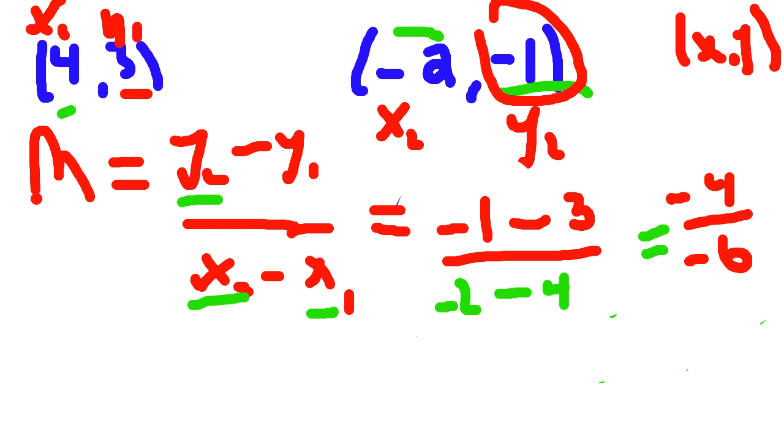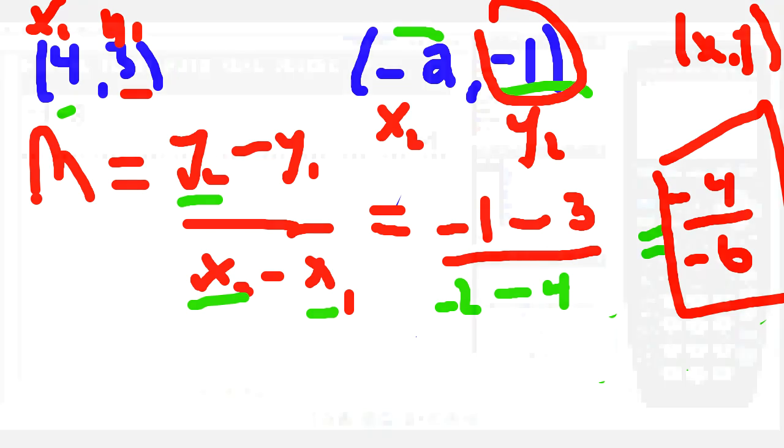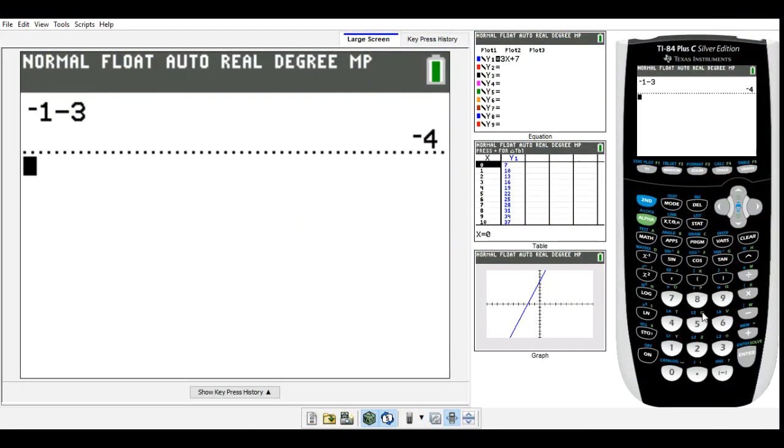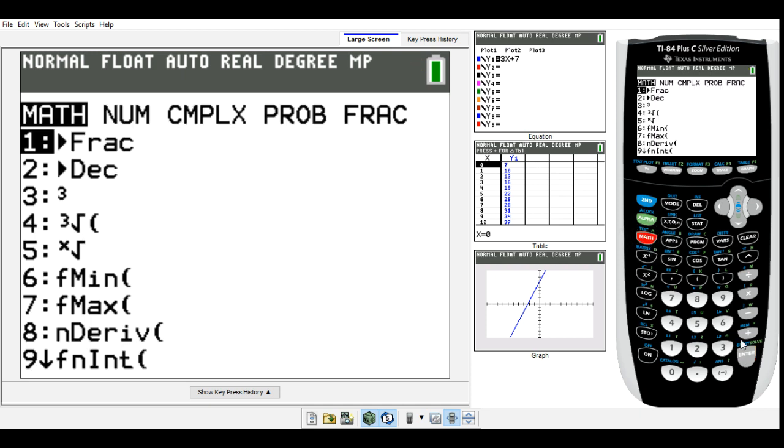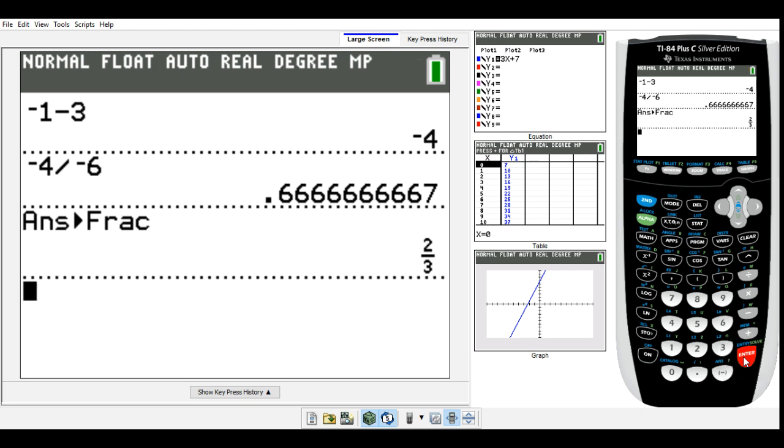So now, your answer is -4 divided by -6. That's your answer. However, go to your calculator and simplify it. You know a negative divided by a negative is a positive. So -4 divided by -6, you hit enter and you get this. Now remember, to change a decimal to a fraction, you hit math, enter, and you get 2/3. So there you go, your answer is 2/3.